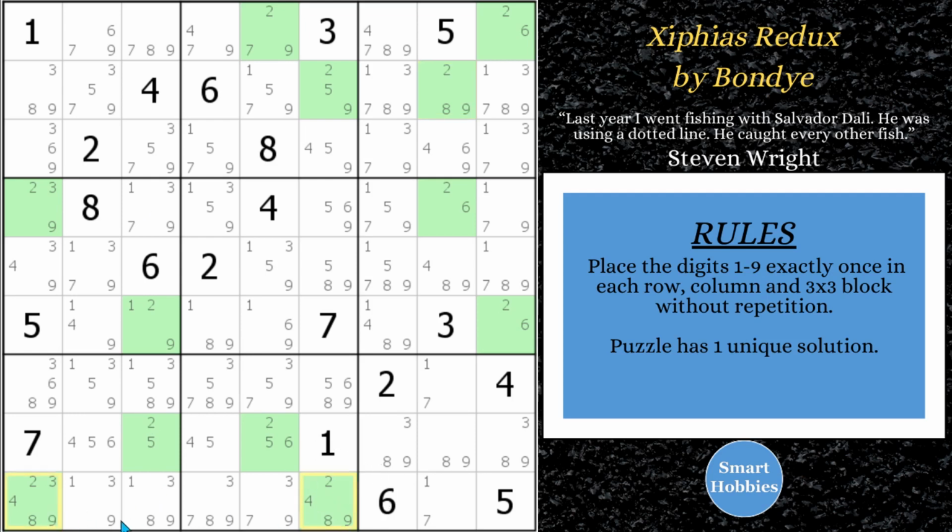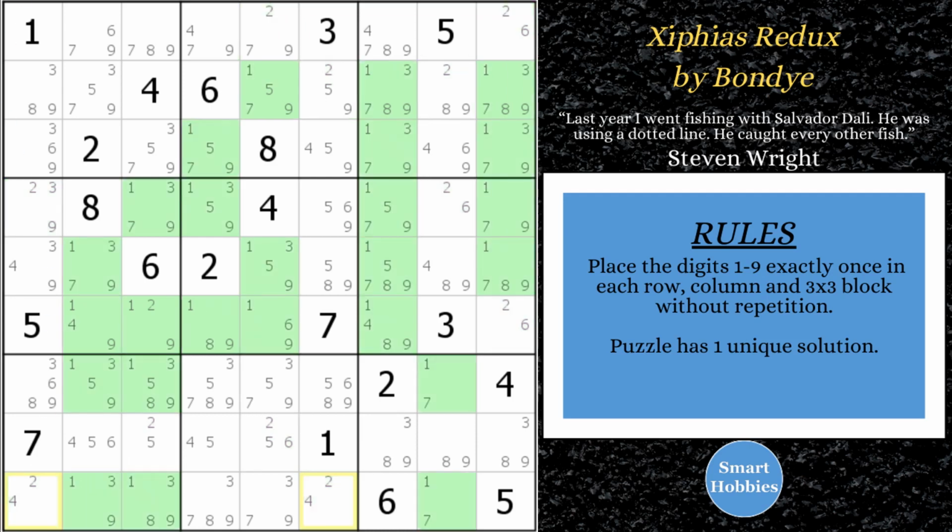So there's a 2-4 naked pair right here, right? So you see how the 2 and 4 limited those two spots, and so we can get rid of all those other candidates, and that is super helpful. All right, so I'm glad I was able to find that. And let's go back to the ones again. Did I do anything with the ones?